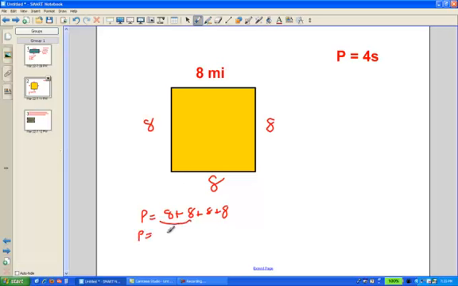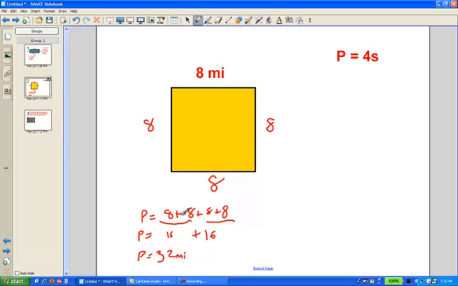8 plus 8 is 16. And again, 8 plus 8 is 16. So 16 plus 16, and P equals 32 in this case. And it's going to be 32. It looks like it's miles, so I'll put MI at the end of it.